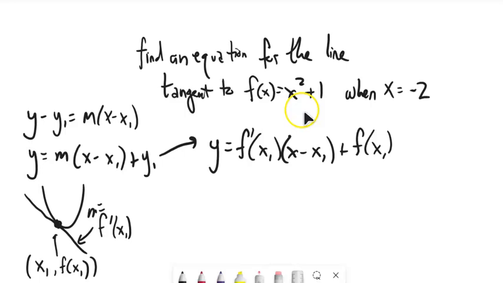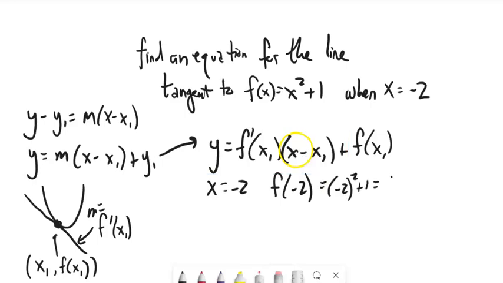So let's go ahead and do that for this function. I know that x, this is my x sub 1, is -2. Let's see, f of x, that's my y value, right? That's f of x sub 1. Well, if I plug in -2 into here, -2 squared plus 1 is 5. So this part right here is the x sub 1. The 5 is f of x sub 1, right?